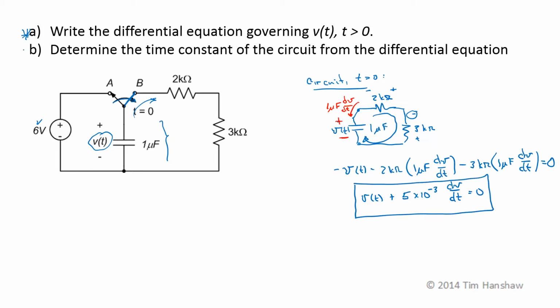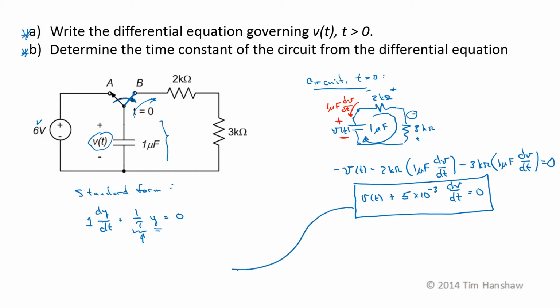Now in part B here, I want to find the time constant of the circuit from the differential equation. The standard form of my first order differential equation is going to be dy by dt plus 1 over tau times y is equal to 0. So what I do is have a multiplicative factor of 1 on dy dt, and then my time constant is the inverse of whatever the coefficient is that multiplies y.